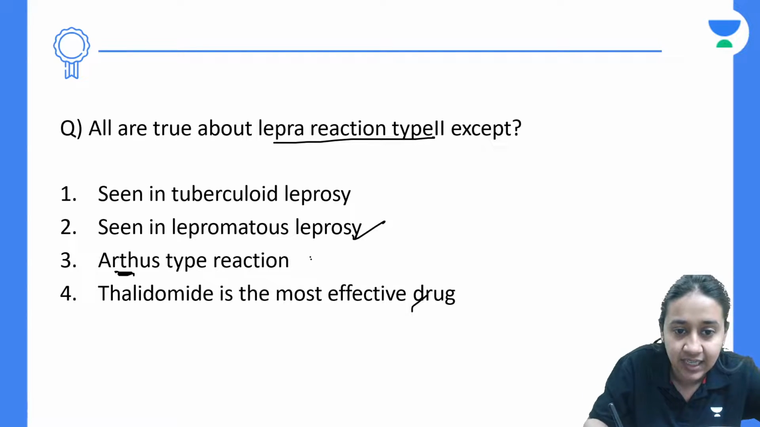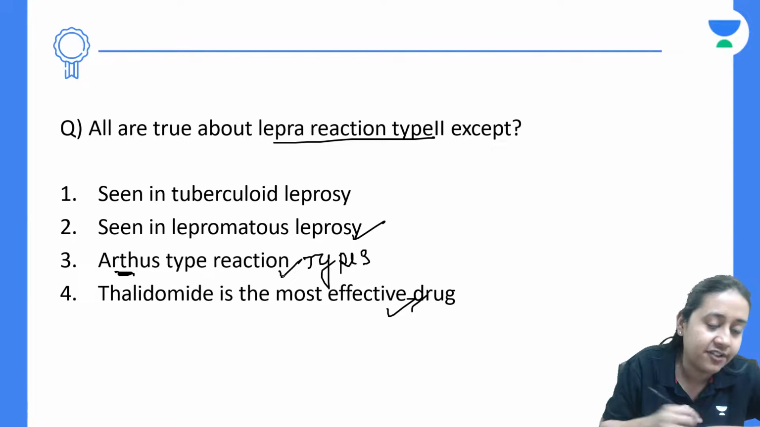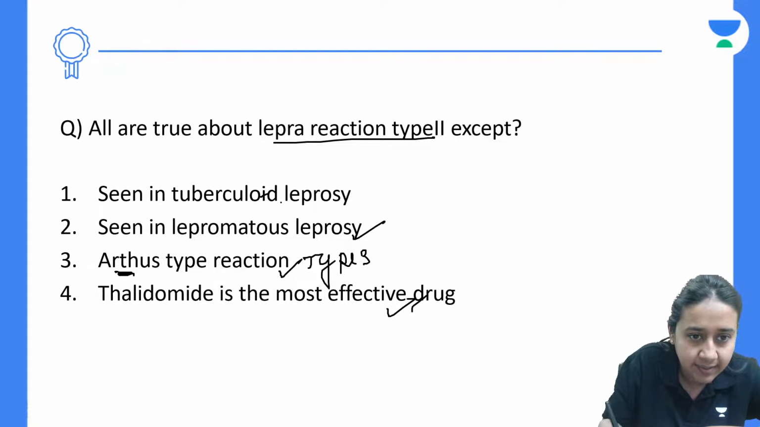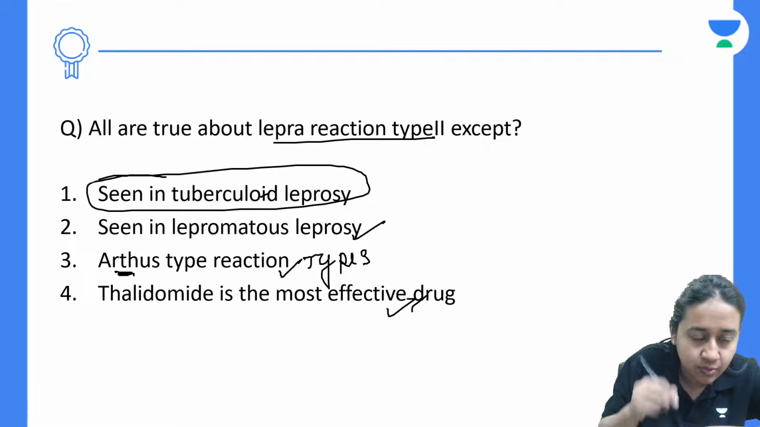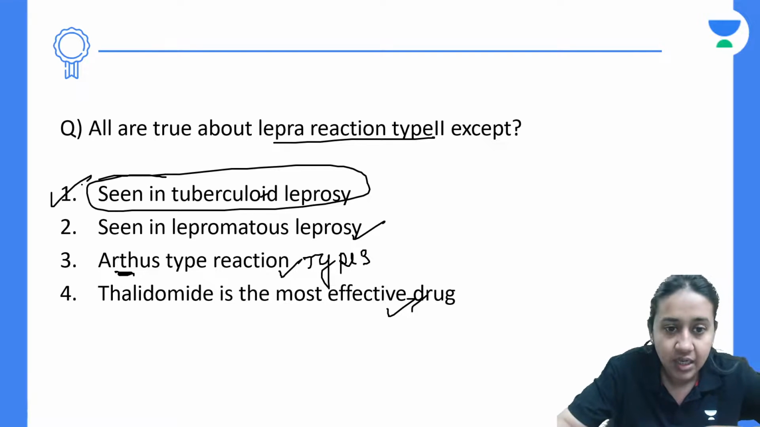Arthus type means type 3 hypersensitivity, and thalidomide is the most effective drug. All three of them are true except option number 1, because in tuberculoid leprosy, you will never see a lepra reaction.